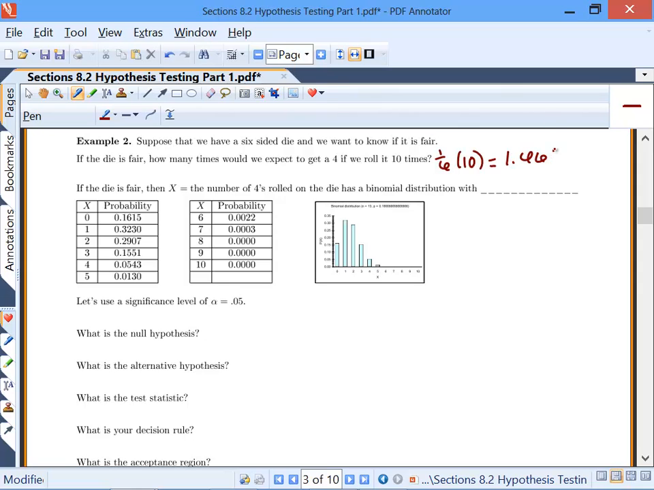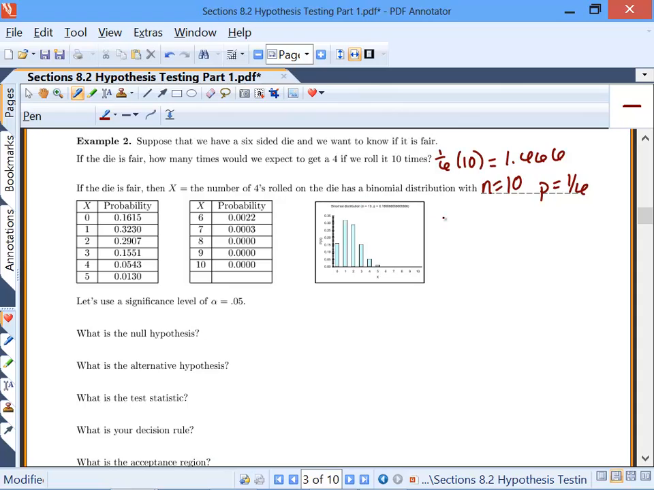6. Okay. Now, if our die is fair, because all the probabilities we find are always based on the assumption that our die is fair, then x, which equals the number of 4s rolled on the die, because it makes sense to count the number of 4s. Now, could I have counted the number of 5s or number of 6s? Yeah, I just had to pick something, so we're going to count the number of 4s. It has a binomial distribution with n equals 10 and p equals 1/6.